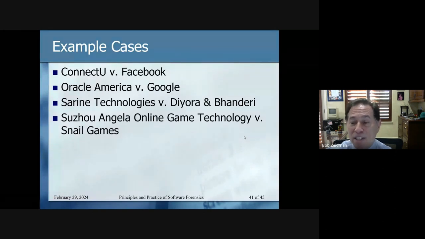Interestingly enough, obviously I can't tell you what the results were, but the Connectu v. Facebook case was public, and Mark Zuckerberg was not accused of stealing code. In Oracle America v. Google, I can tell you that Google copied code from Oracle, but for some reason the Supreme Court said it was a fair use. Fair use means that yes, they copied it, but we're going to allow it. Again, I don't understand that decision.